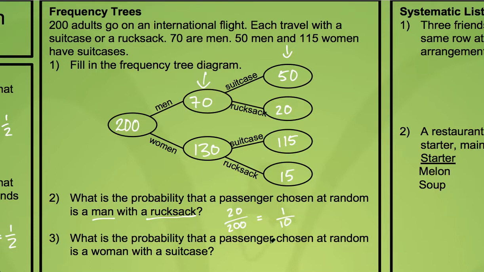What is the probability that a passenger chosen at random is a woman with a suitcase? So it's got to be from the women branch and suitcase. That is 115 out of 200. We can divide top and bottom by 5 here. That is 23 over 40. This answer is fine though. 115 over 200 is perfectly good for that question.